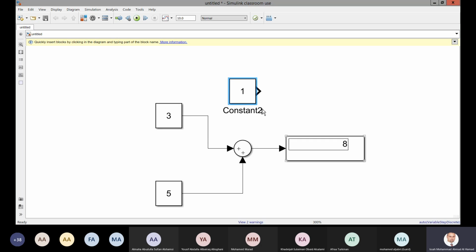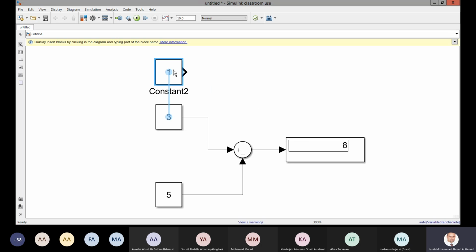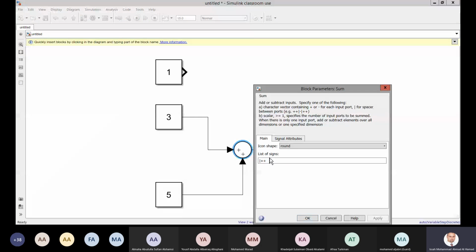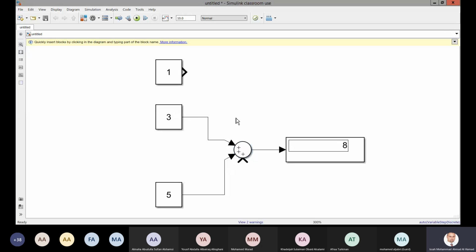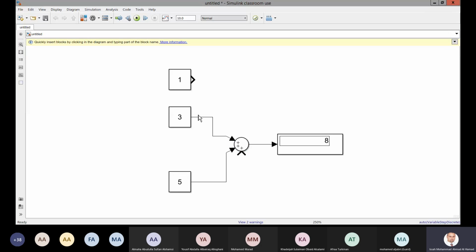So now I need to add the value of 1. However, there is no input for the summation block. So what can I do? I can double click on the summation block and add another sign. I can add another sign like this. So I have another summation input. I can bring this here, for example, and add it to them. Then I can run.